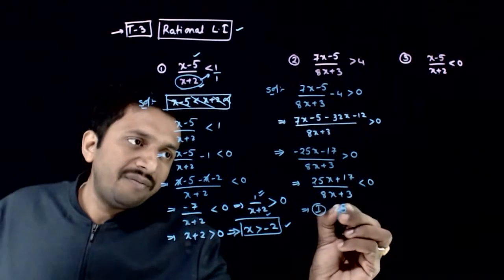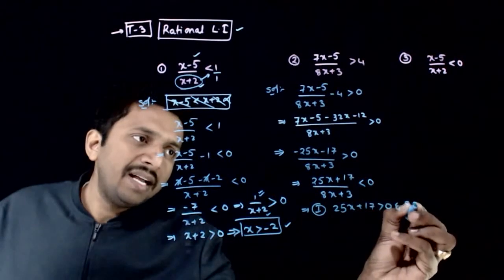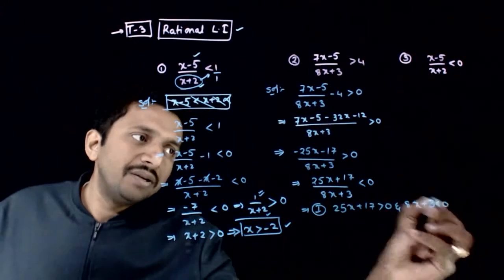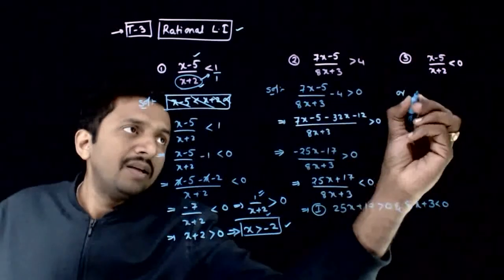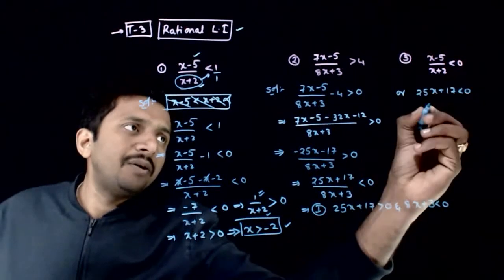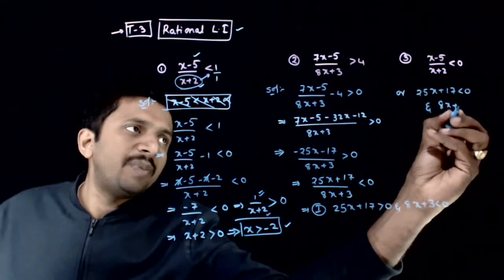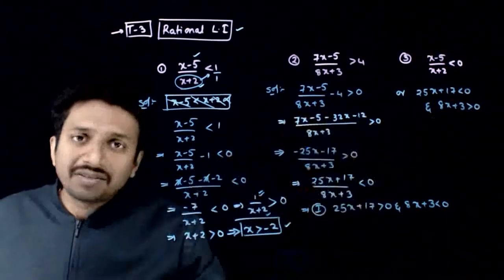Case 1: 25x plus 17 greater than 0 and 8x plus 3 less than 0. This is one option. Or 25x plus 17 less than 0 and 8x plus 3 greater than 0. You can have either this or this.